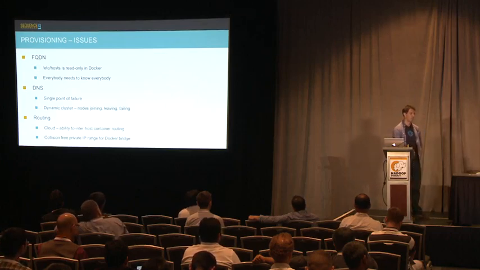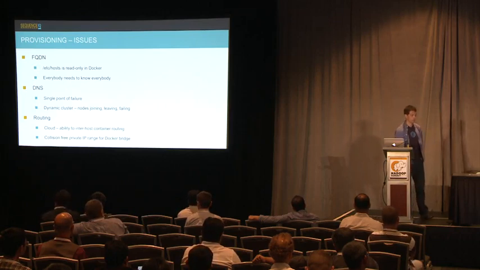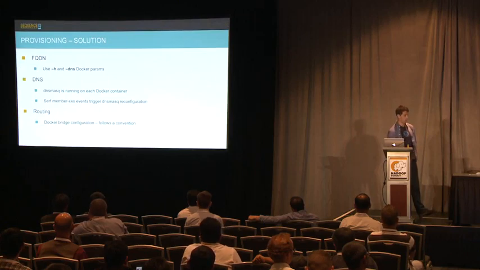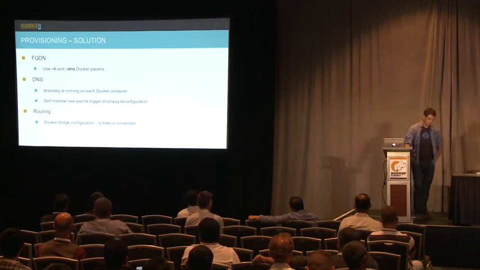And obviously, as you issue IP addresses to these containers, you would like to have collision-free IP address issuing for the Docker bridge. So how do we solve this?